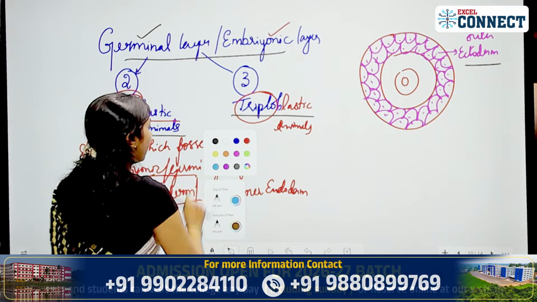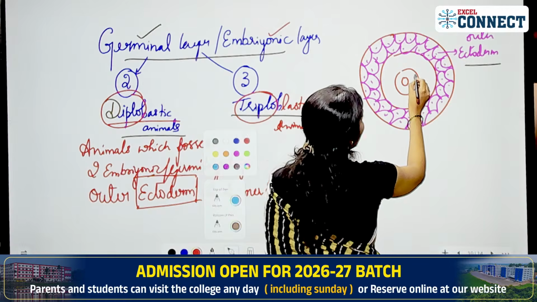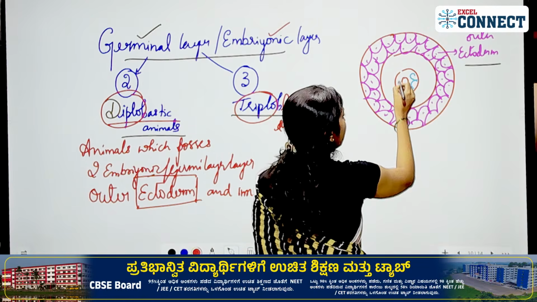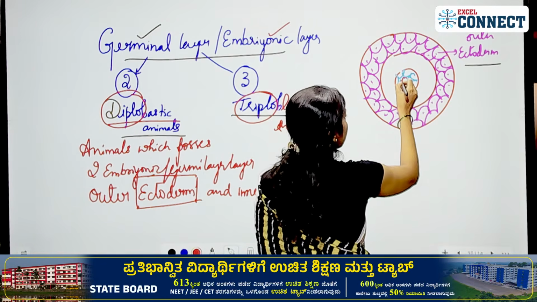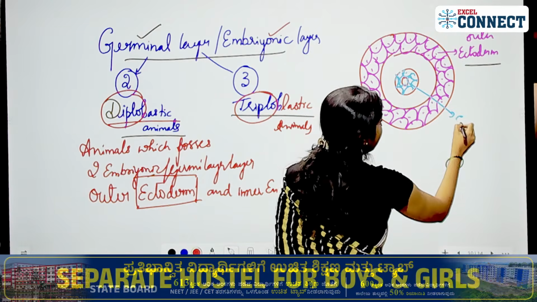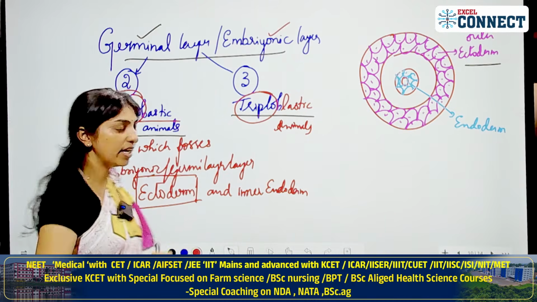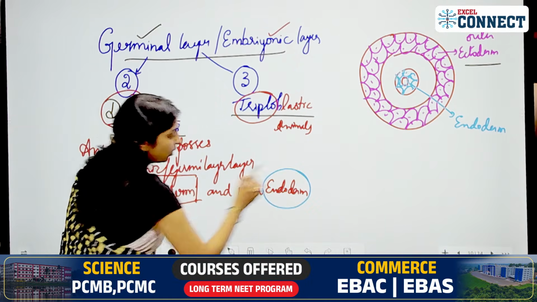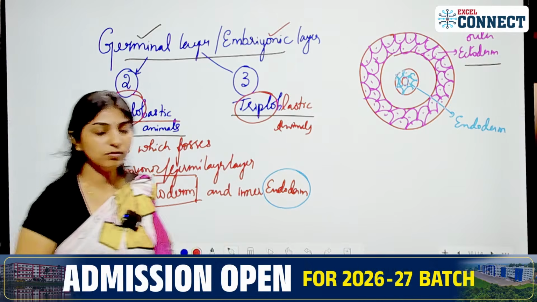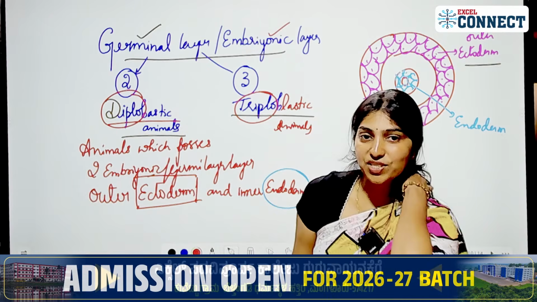Inner layer we have endoderm. What is this inner layer called? Endodermal layer. Inner layer is endoderm. Is it clear? So how many layers are there here? 2 layers. So the inner endoderm. This much is clear? Clear with what diploblastic animals are?